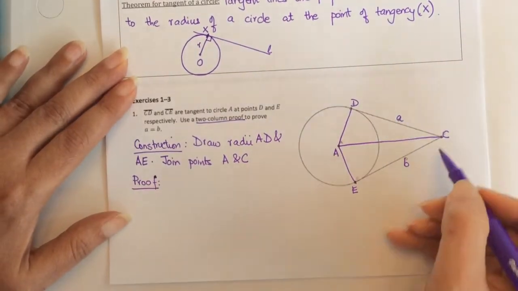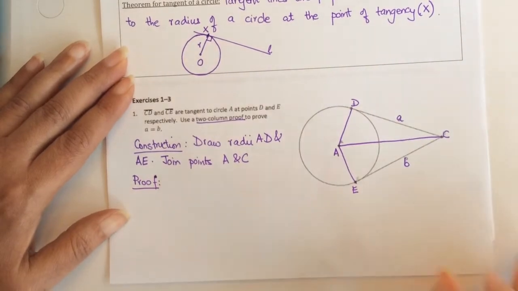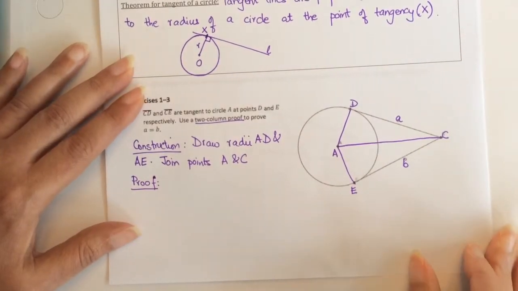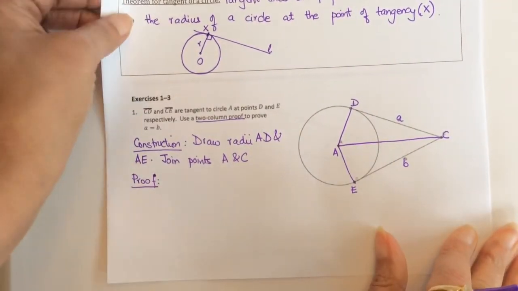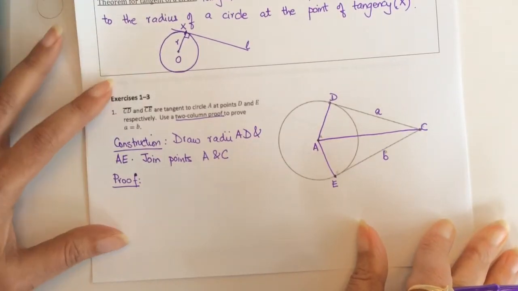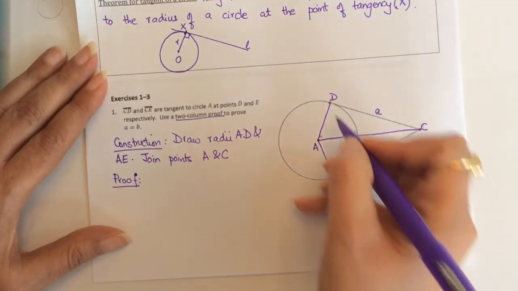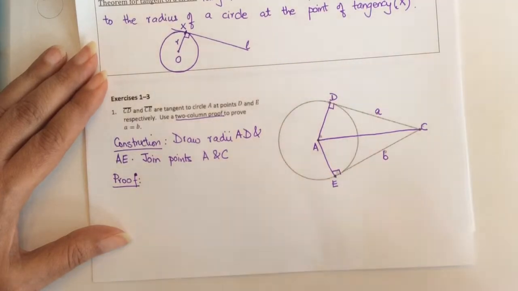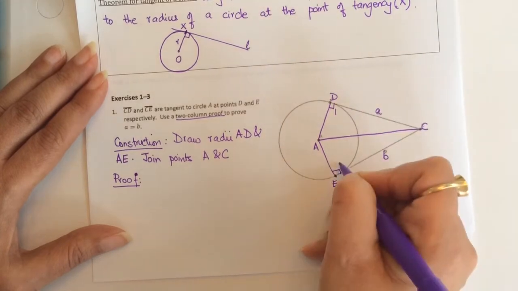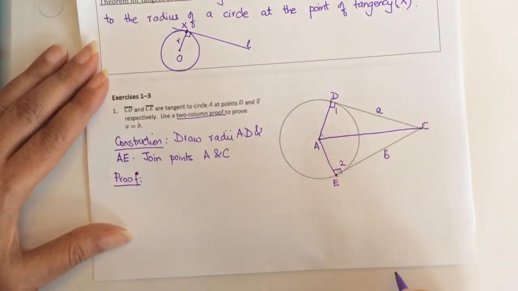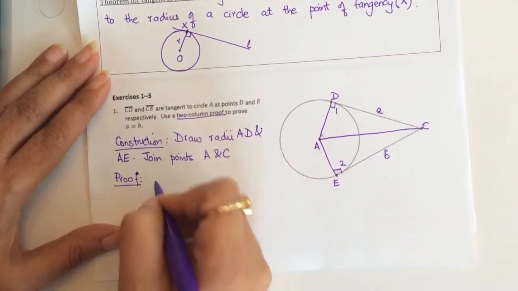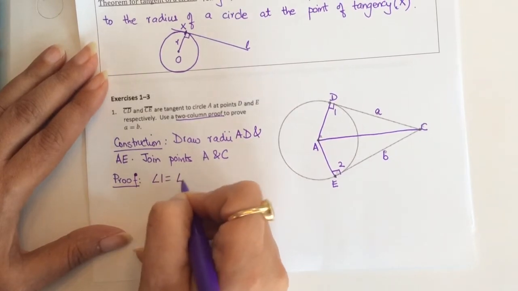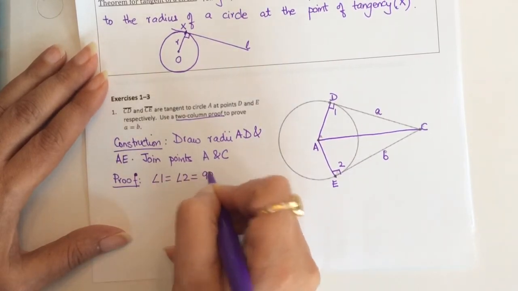I know that because CD and CE are both tangents to the circle A, they are going to meet my circle. The radii and the tangents are going to be perpendicular to each other. So these two angles are going to be 90 degrees. I'm going to call them angle 1 and 2. So angle 1 will equal angle 2 will equal 90 degrees.